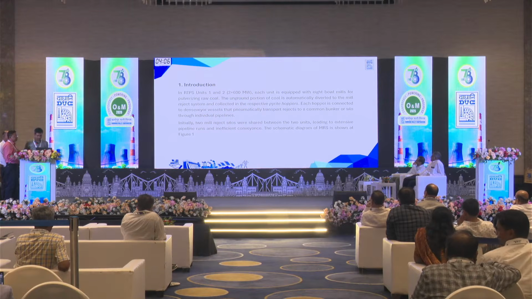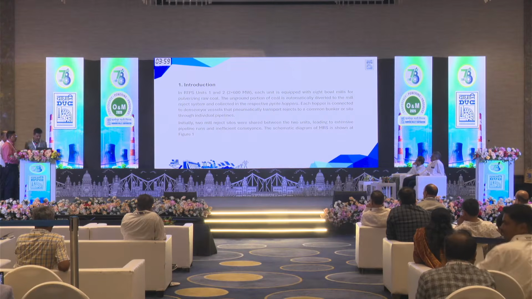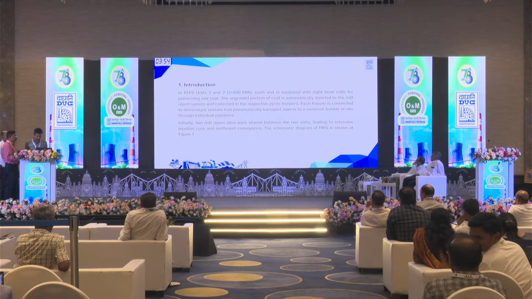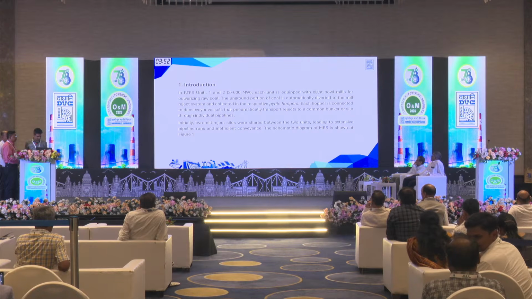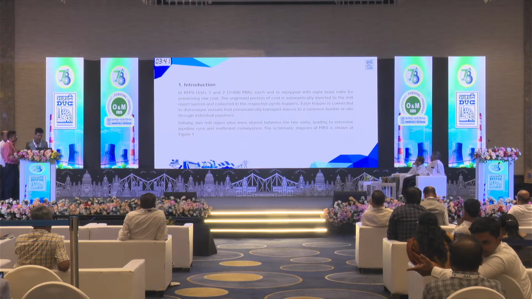Now I will explain how this system works and why this bunker is required for the mill reject system. At RTPS, 2 units of 600 megawatt are installed. In each unit, 8 coal mills are installed for pulverizing raw coal. The ungrounded portion of coal is automatically diverted to the mill reject system and collected in the respective pyrite hopper. Later, this reject material is conveyed pneumatically to the common bunker or silo through an individual pipeline.